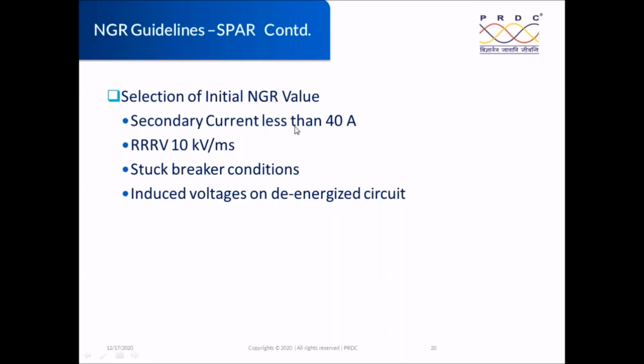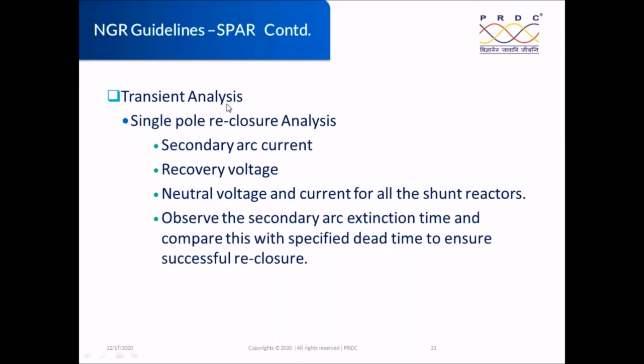For example, in case of 400 kV systems, these are the minimum requirements: the TRV should be less than 10 kV per millisecond, and the secondary current less than 40 amperes peak value. In case of a double circuit line, we also have to use the induced voltage on the other circuit under normal operating conditions as well as fault conditions. After choosing some initial NGR value, we go to the transient analysis.